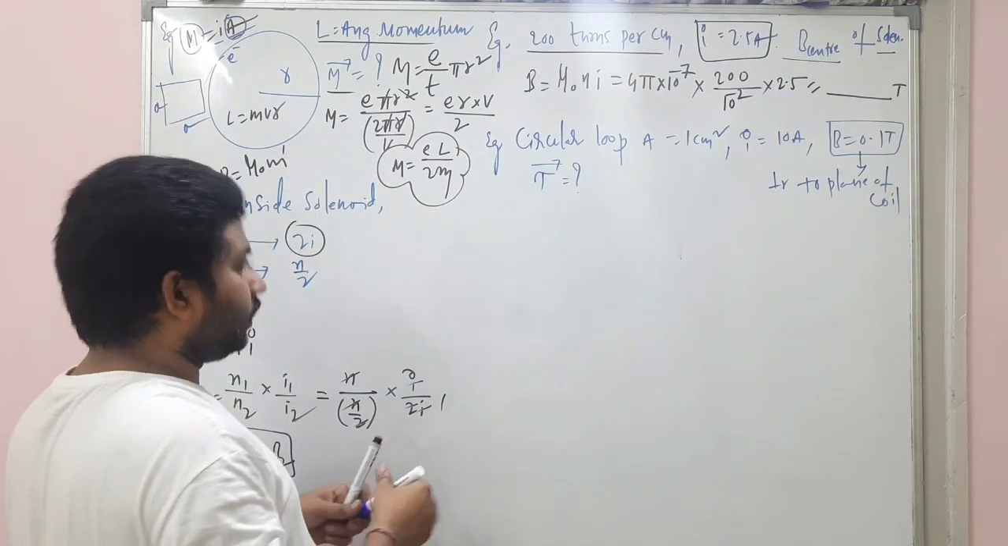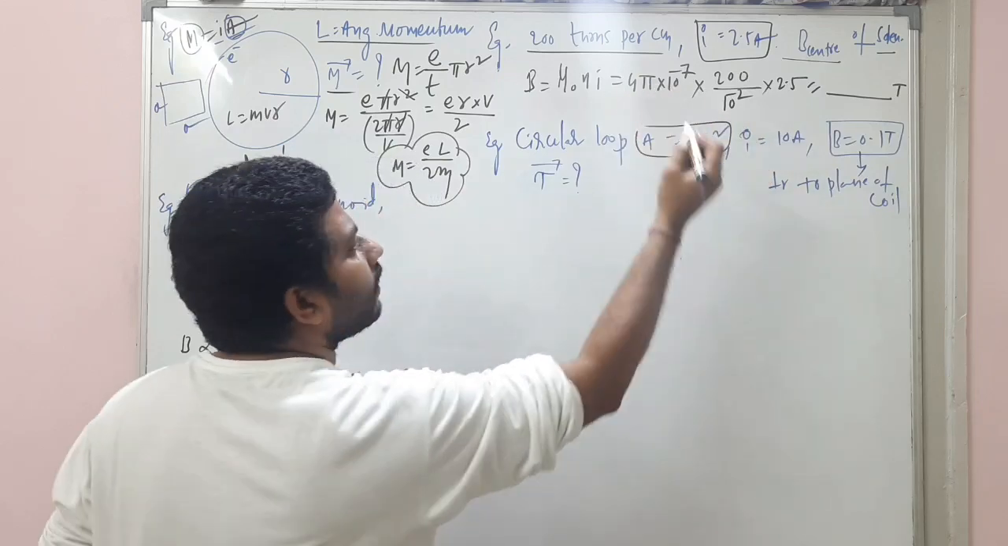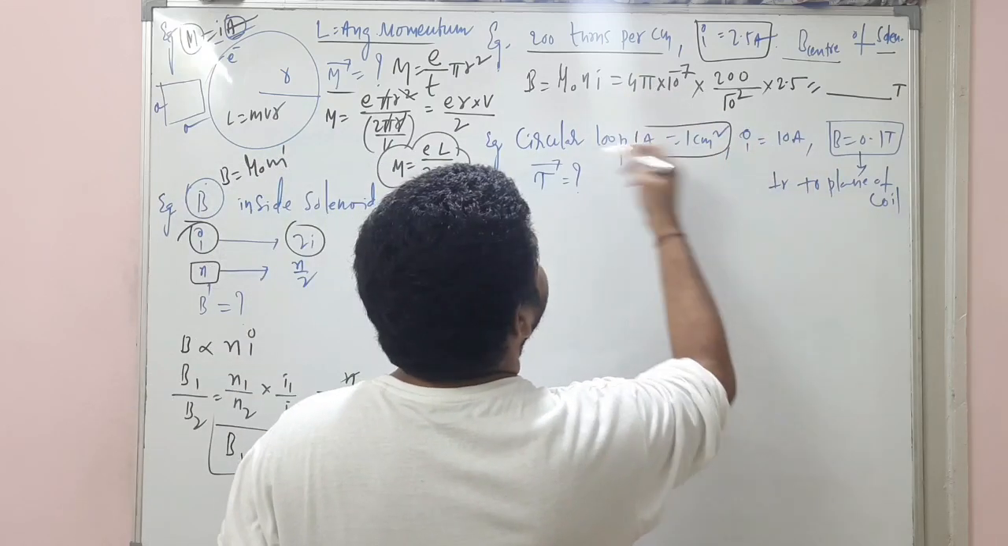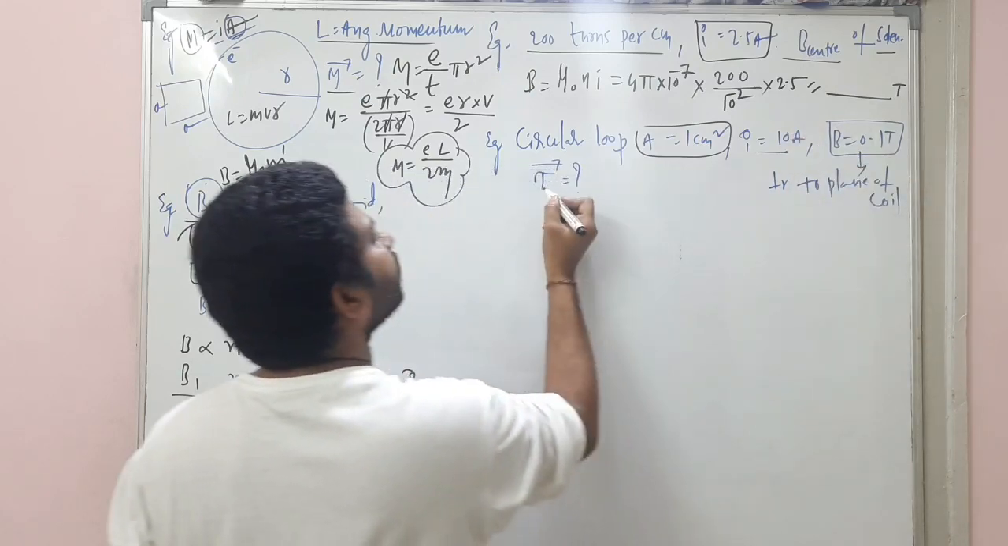Now, the current loop A is given. A circular loop area is given, current is given, magnetic field is given. You need to find the torque.